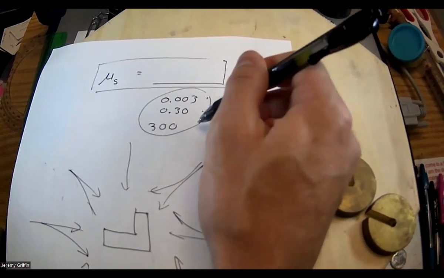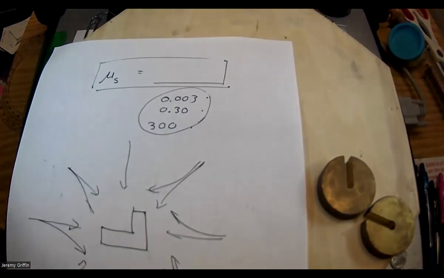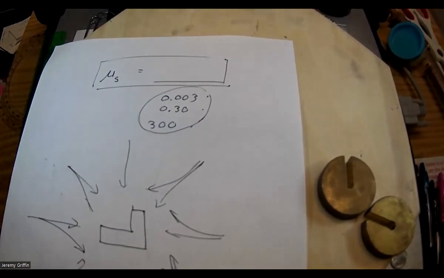This one's way too small. That's like air hockey table. This one's way too big. That doesn't make sense. All right. So you're looking for something kind of in this ballpark. You got like 0.65. Like, okay, that's reasonable. Okay. All right.